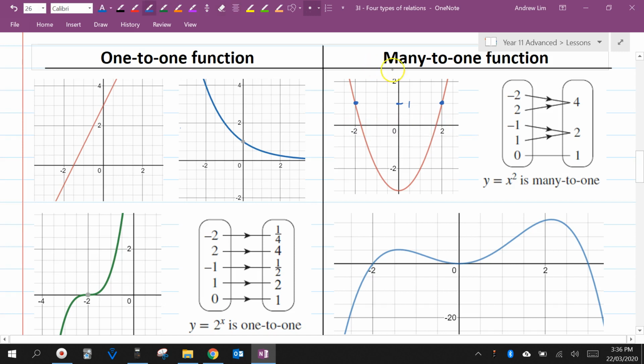Or we can say it's a many-to-one function because many x inputs give the same one output. So here, an input of minus 2 and an input of 2 both produce one output of y equals 1. Okay? And so here we've got an example of it being mapped. So minus 2 and 2 both map to a y value of 4. Or x inputs of minus 1 and 1 both map to a y output of 2. So many x inputs output to one y value.